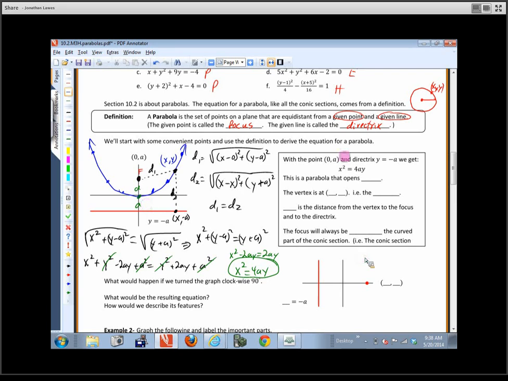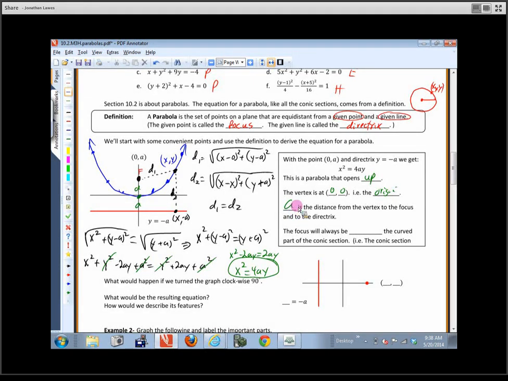Okay. So in this box right here, if I've got the point 0, comma a as a focus and a directrix y equals negative a, then we get x squared equals 4ay. That's what we got from the definition. Distance formula, definition of a parabola, and all that sort of stuff. This parabola opens up. The vertex is at the origin because the origin is smack dab in the middle of those two points right there. Okay? And it says blank is the distance from the vertex to the focus and to the directrix. A is that distance, okay?